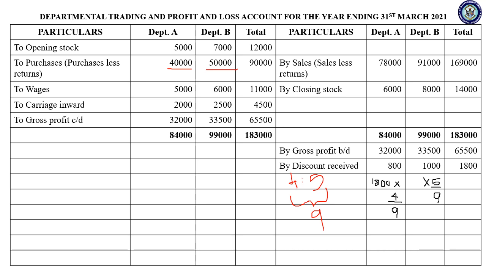Okay, finished. Shall we move on? Okay, next item. After discount received, next item. Carriage outward. So carriage outward is the freight or transportation expenses incurred for transferring or selling the goods. Okay, so that is my expenses. So write to carriage outward.